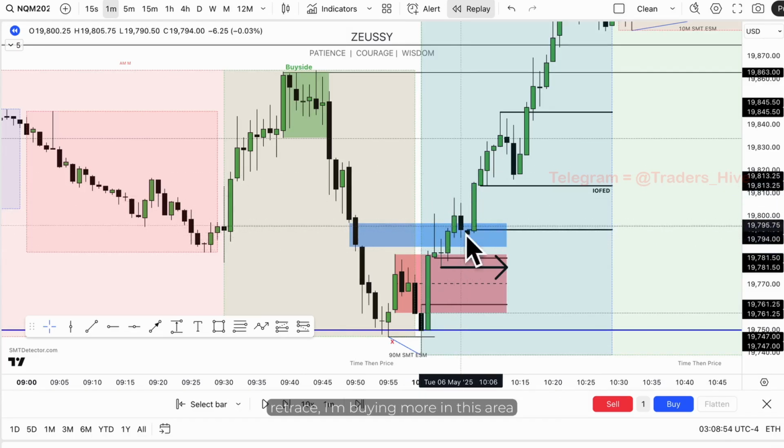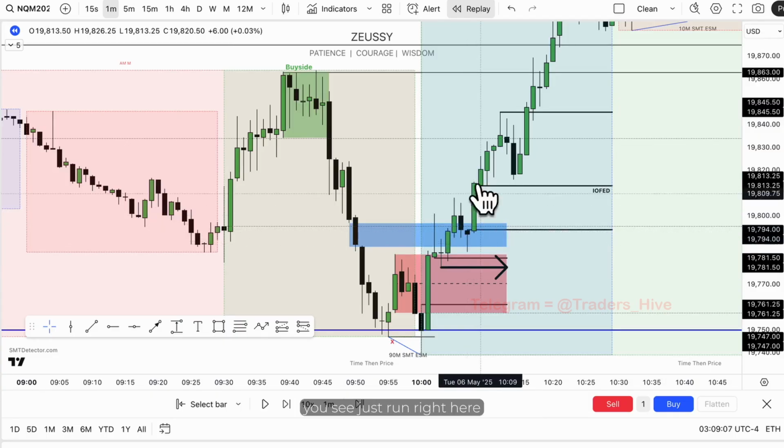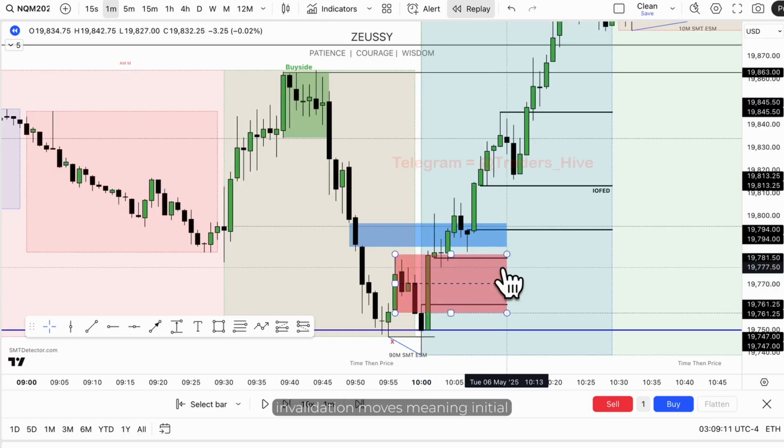So what I want to see is I want to see the market retrace. I'm buying more in this area right here, understanding that the market is likely going to expand soon. And therefore, when the market has this push higher, where you see this large up-close candle and you see it just run right here, from that moment in time, my invalidation moves.